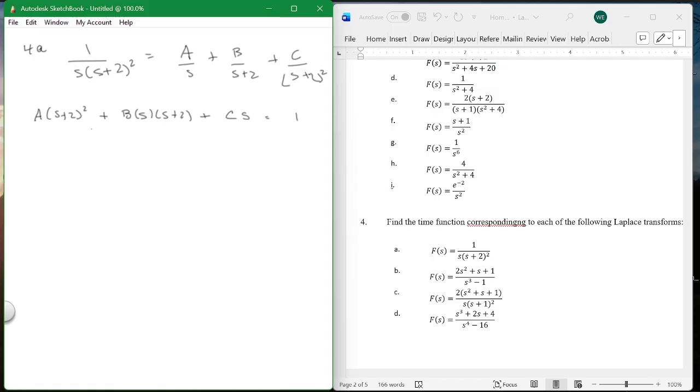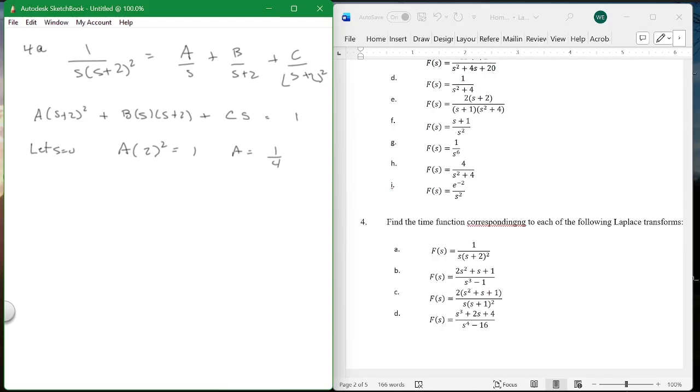So what is A, B, and C? Well, if I let s equal 0, I very quickly can cancel out this term and this term, and I just have A times 0 plus 2 squared, or 2 squared, is equal to 1. A is equal to what? 1/4. And I've got the A term.